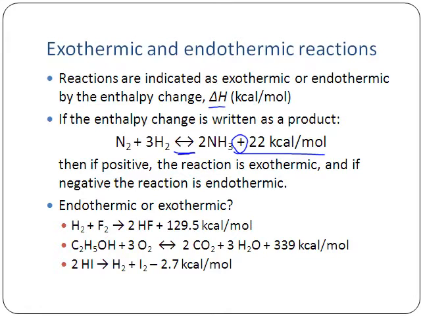Now, if on the other hand, this enthalpy change is negative when it's a product, when it's over on the right side like it is right here, that means that the reaction is endothermic. It means that you had to take away some energy at the very end. So, let's look at some examples.